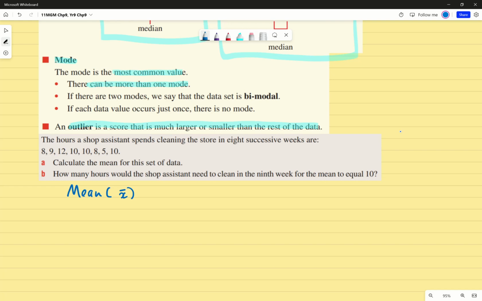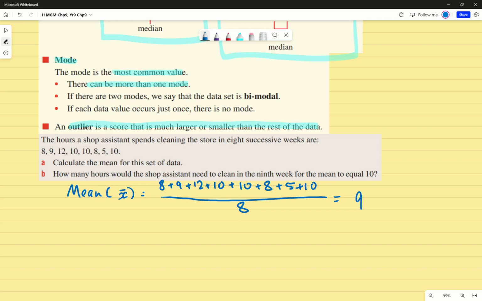Okay? So our mean, we're going to add up our values. So I'm going to write 8 plus 9 plus 12 plus 10 plus 8. Oh, sorry, I'm missing a 10. Plus 8 plus 5 plus 10. And I'm going to divide all of that by however many weeks there are. That should be 8, which equals, and I'm just going to put that in my calculator. So I'm going to go 8 plus 9 plus 12 plus 10 plus 10 plus 8 plus 5 plus 10, and divide that by 8 gives me an answer of 9.